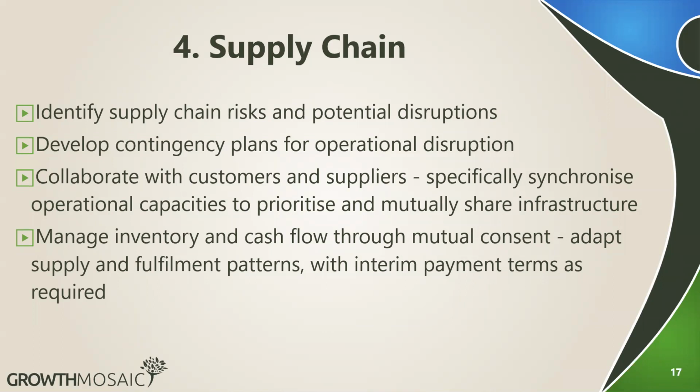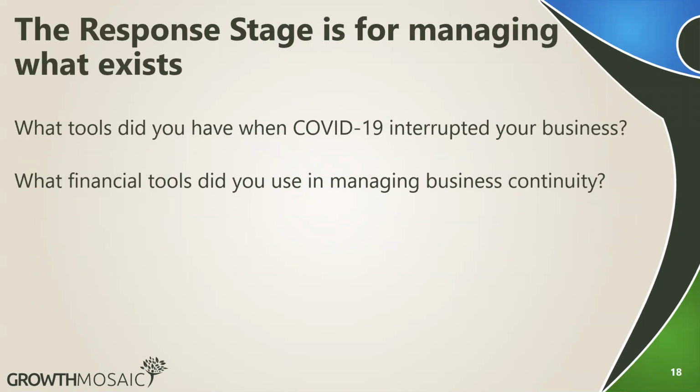And these are not going to be permanent terms. They are going to be temporary. Do you forego this month's warehouse cost? Is he going to give you some sort of discount? You basically need to speak to them to find out. So now that's where we go to the response stage. This response stage, what we've been talking about, this is not where you do the planning. As you can see, most of the things we have to do is how do we deal with what's already happening? So what I'd like to find out is, what tools did you have when COVID-19 interrupted your business?